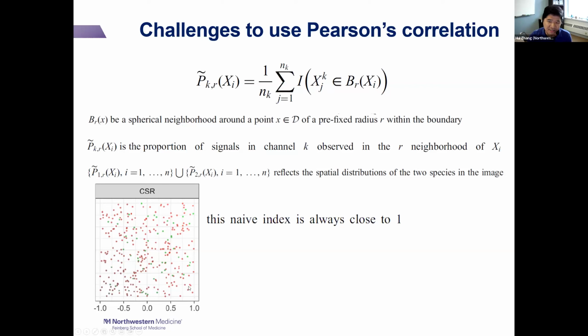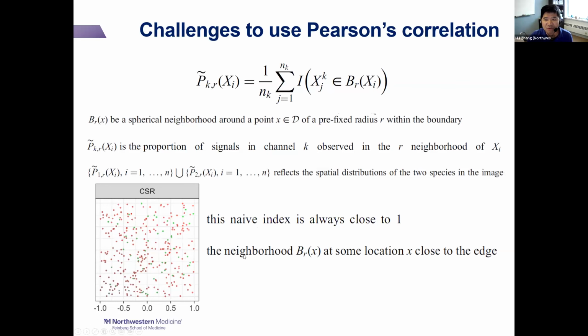Another challenge with this method is that some signals are on the edge of your microscope field, close to the boundary. For example, for a red signal there, you won't have any chance to see a green signal beyond it, because it's a boundary. So we have a neighborhood or boundary effect. Because it's so challenging, the Pearson correlation won't work.